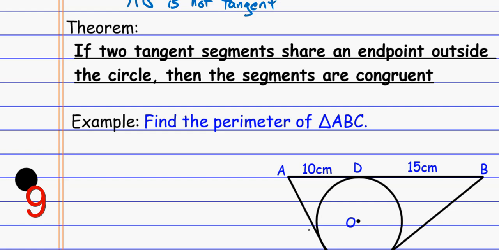The last theorem we have here: if two tangent segments share an endpoint outside the circle, then the segments are congruent. All right, so in other words, if I have two tangent lines that come together at a point outside the circle, the distance from the point where they intersect to their points of tangency is going to be equal. Okay, so they're going to give us congruent segments. They're going to give us equal portions.